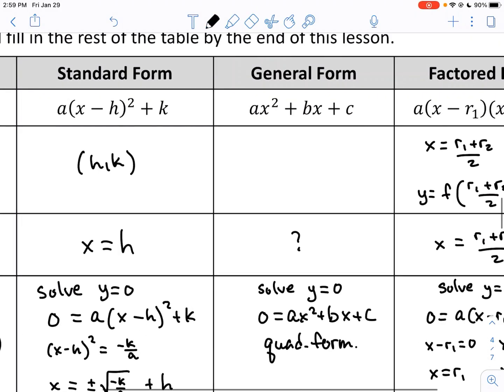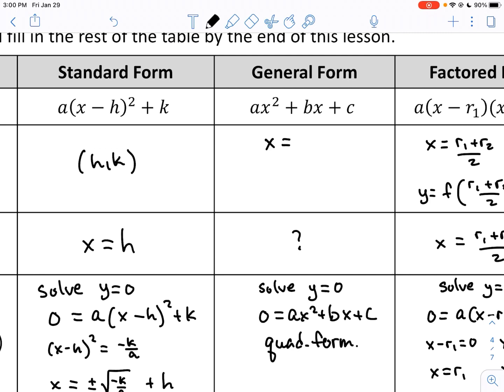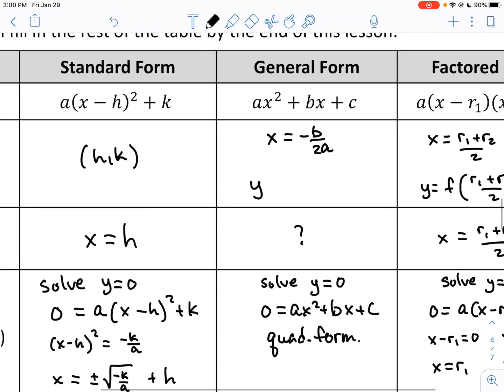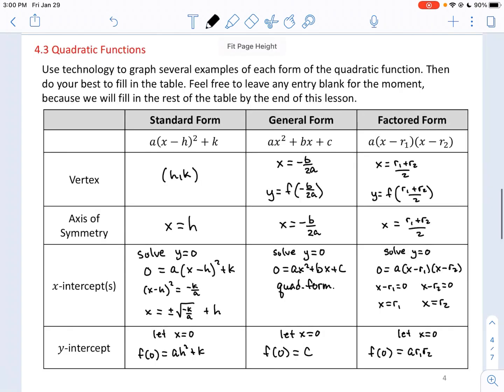You can say that the x-coordinate of the vertex will be the negative b over 2a. This is the beginning of the quadratic formula, but without the plus-minus radical part. That's convenient. And then the y-coordinate will be found by plugging whatever that is into the function. And now we know the axis of symmetry will be x equals negative b over 2a. There we go. Now we have a strategy for finding the vertex, the axis of symmetry, and the x and y intercepts, no matter which form you're in.